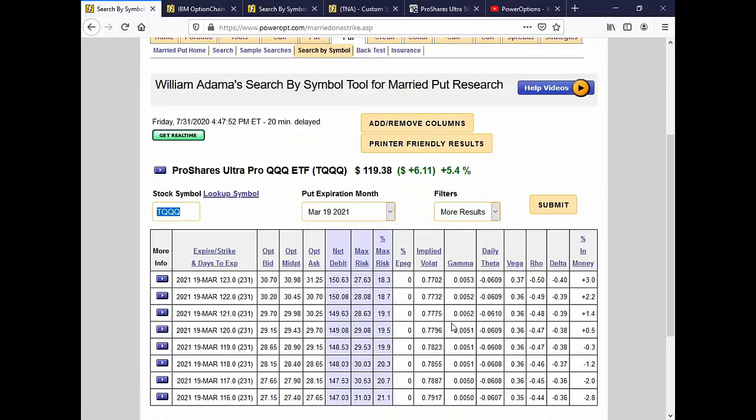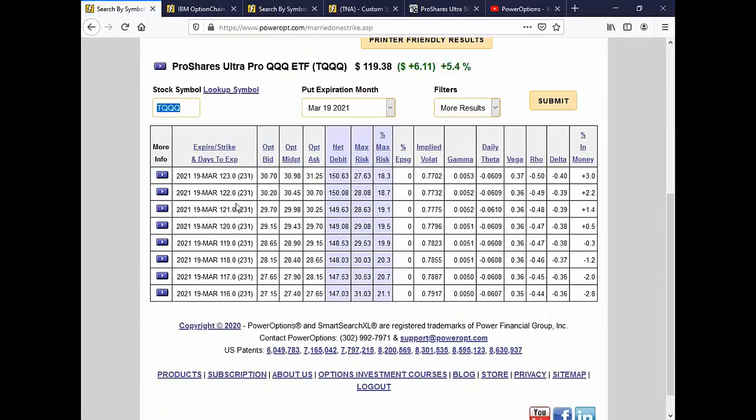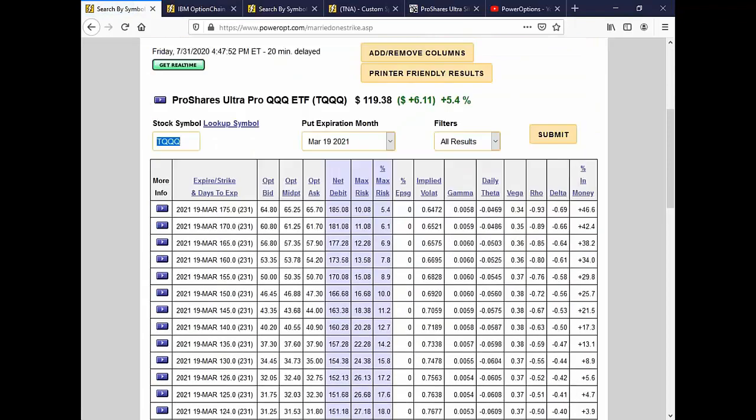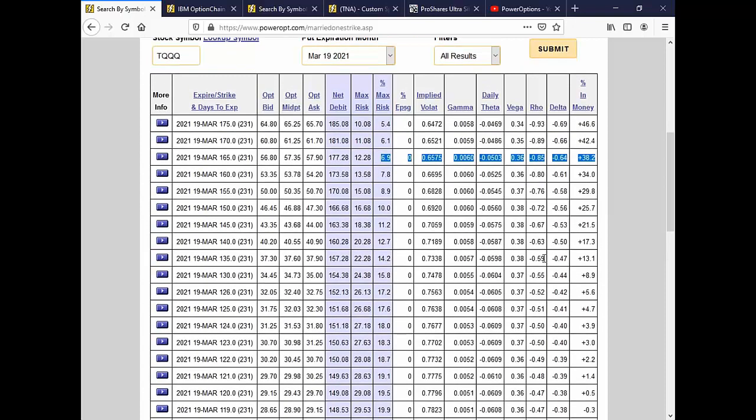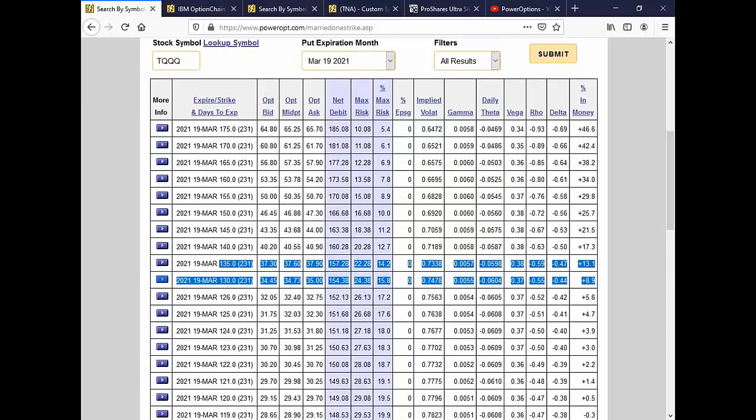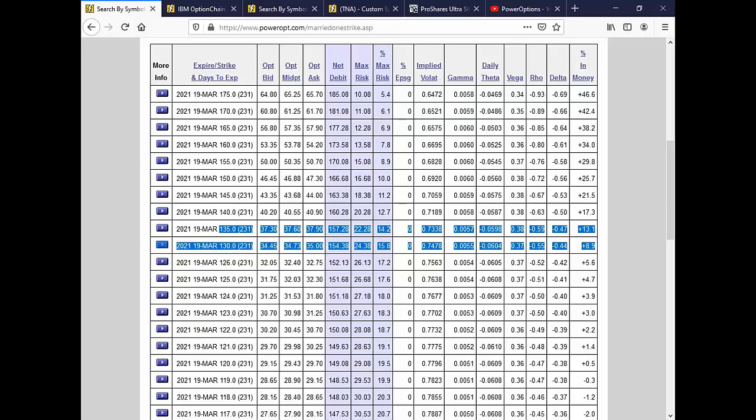TQQQ at 119. So yeah, I'd like to be at probably the 123 strike, which is an 18.3% risk. Let's see here. Where's my range in the money? This is usually my threshold, which would be the 140. I never go beyond that, and that's 12.7%. To get the risk I want, I'd have to be 38% in the money. Okay, so I think a good wheelhouse here would probably be these two, the 130 or 135 with the stock trading at 119.